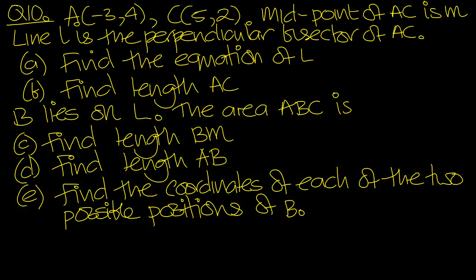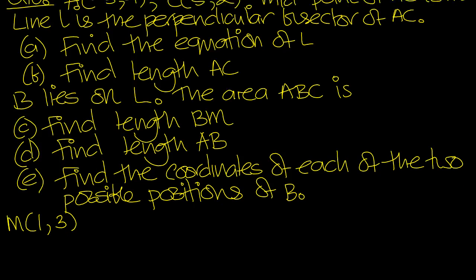Okay, so here's the question in summary form. We'd better get the midpoint of AC first, as M is mentioned. So M as a midpoint: add them up, minus 3 and 5, 5 take 3 is 2, divided by 2 is 1. 4 plus 2 is 6, 6 divided by 2 is 3. So there are the coordinates of M.